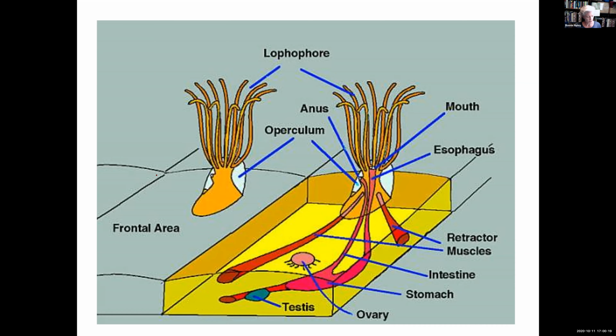They do both asexual and sexual reproduction. And again, they're so small that they don't need to have any special osmoregulatory or excretory structure.